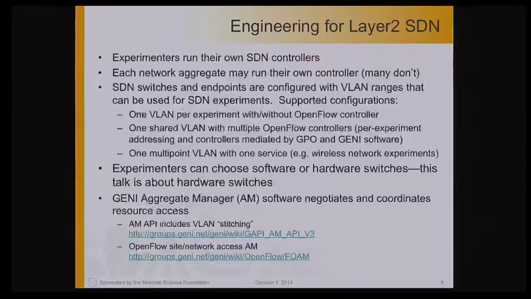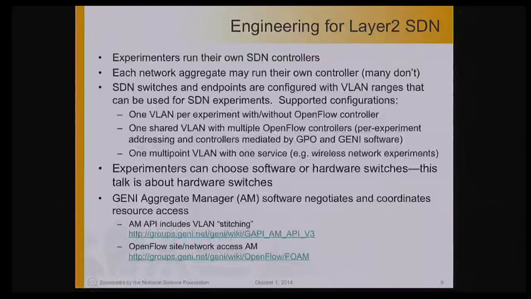What we do in advance is go into the SDN switches and the endpoints on the network and configure VLANs that are available to be used for OpenFlow and VLANs that are available to dynamically make connections between endpoints. The three types of configurations that we found useful are dedicated VLANs, where you have one VLAN that connects to all the resources in the GENI network that are part of an experiment. And those are all controlled by one OpenFlow controller.